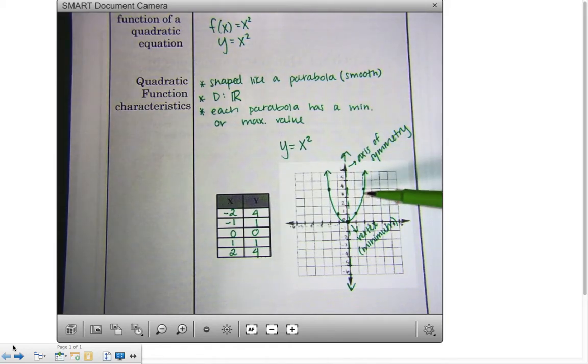So this is the most basic. As you saw in the investigation, this can get wider, it can get narrower, it can move up and down, and it can even flip over. Those are all the different transformations that can occur to a parent function.